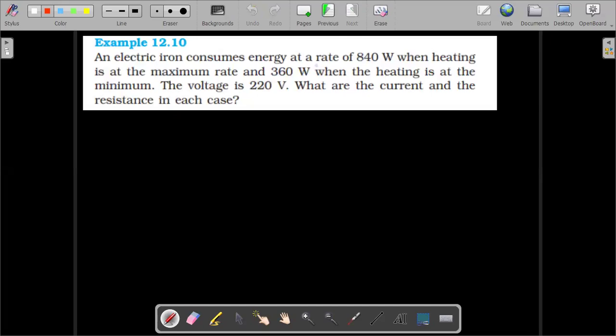So see, in the first case, power is given to be 840 watt, and the voltage is given as 220 volts. First, let's try to find the current. So what will be the current here? Sir, I think nothing.